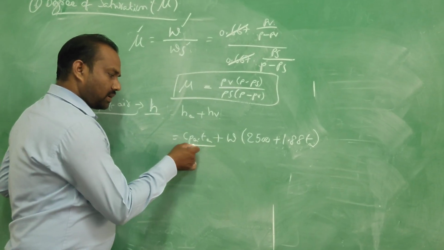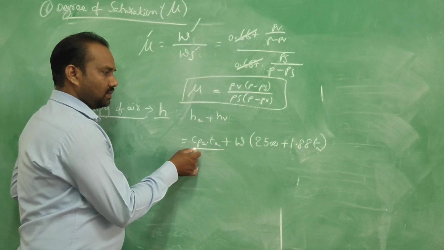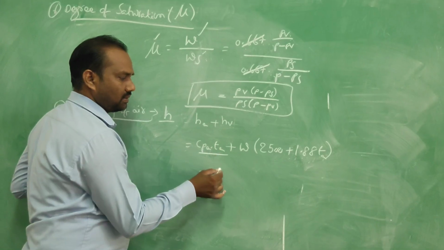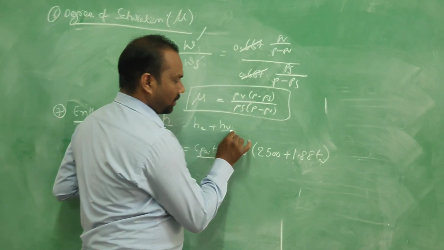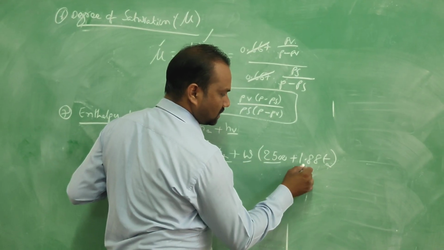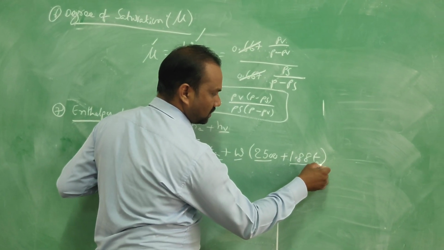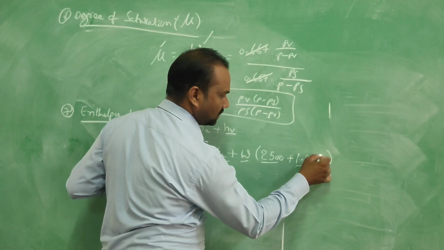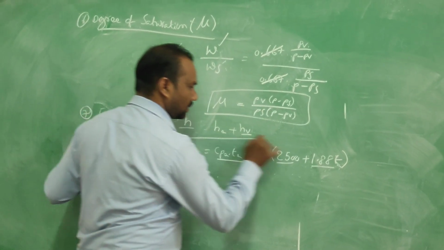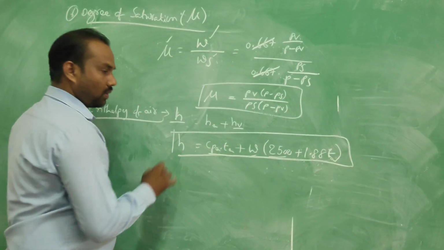So the enthalpy of dry air is calculated as Cp of air into temperature of air, and the enthalpy of water vapor is calculated as specific humidity times 2500 plus 1.88 into temperature. Temperature means dry bulb temperature, in degrees centigrade. So this is the equation used to calculate the enthalpy of moist air.